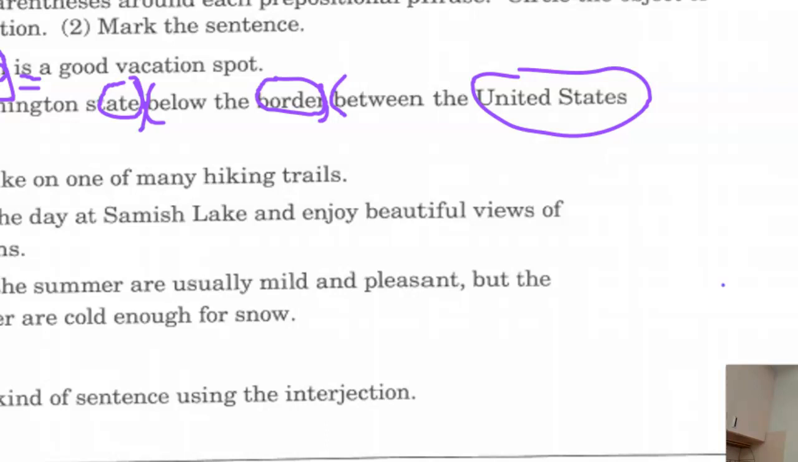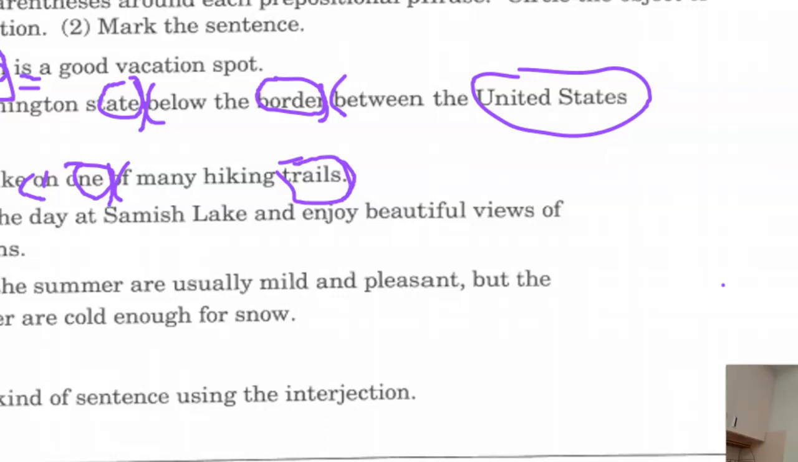For sentence number 3, excuse me, we have on one of many hiking trails. And trails would be our object of the preposition. One would be the object of the preposition. What is my verb? Can enjoy. Who can enjoy? Visitors can enjoy.